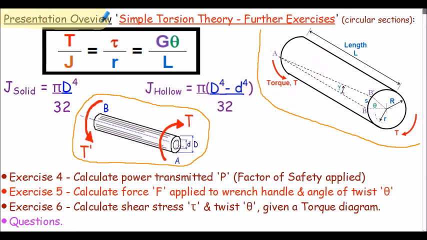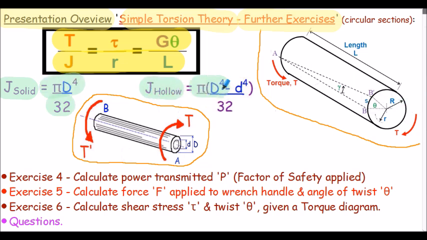Presentation overview for the simple torsion theory related to the further exercises we'll now review. Here is the simple torsion equation we derived in the first presentation, and also the formulae for the second polar moment of area of a solid section and the polar second moment of area for a hollow section, as shown here. In this presentation we commence with exercise 4, where we have to calculate the power that can be transmitted, symbol P, for a given scenario. And note within the scenario there is a factor of safety to be applied to the ultimate shear strength.